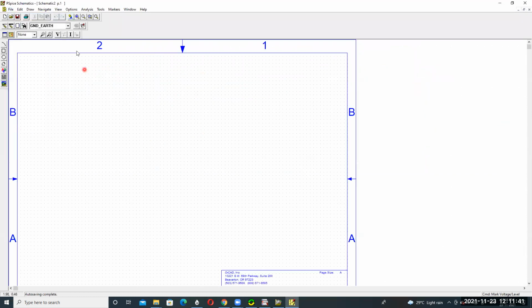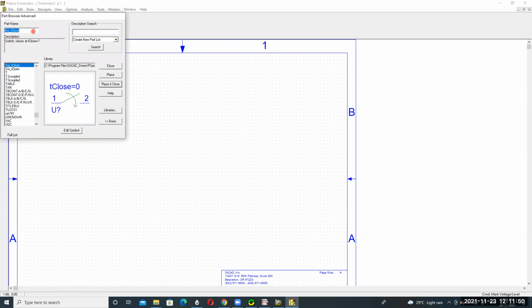Here one DC voltage is required. Take VDC from the library and place it here. Then resistors: 1, 2, 3, 4, 5 resistors are required. Take a resistor and place it here, and here. For the B circuit, 3 resistors are there.